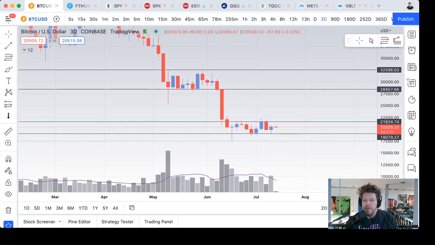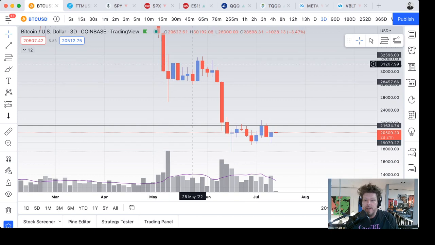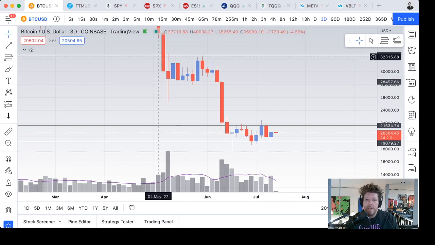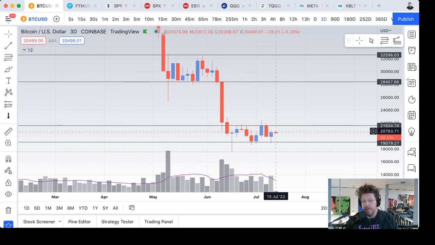Okay, so this little range is also known as a base. This is a basing formation. So we got a drop, boom, into this range right here. We based across, and then we broke out. And then we got a base, drop, base.